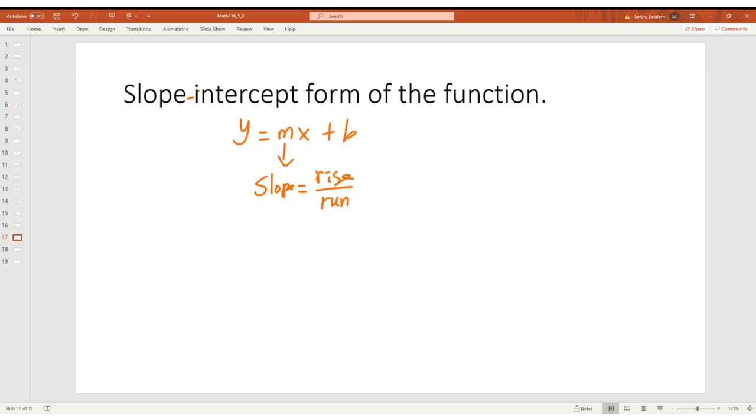B is the y-intercept. Because when x is 0, you'll have y equals m times 0 plus b. So m times 0 is 0, so y equals b. So this is the y-intercept.